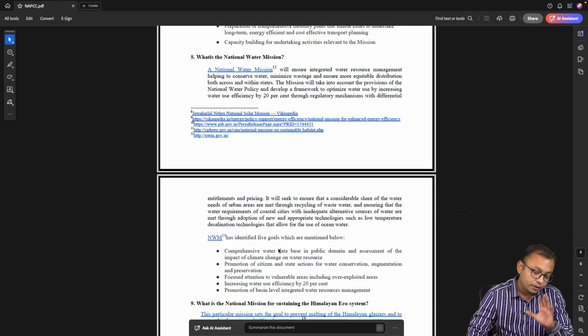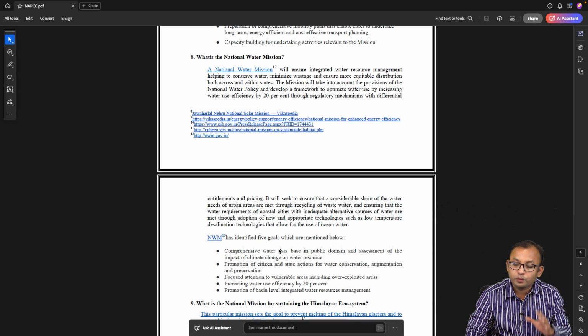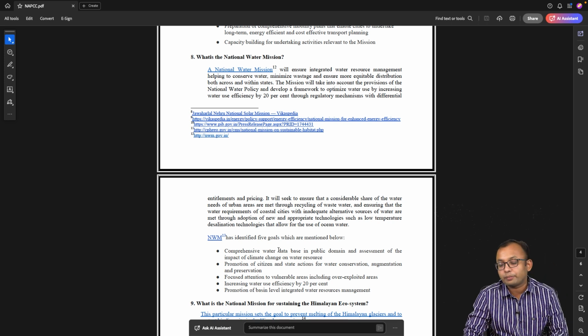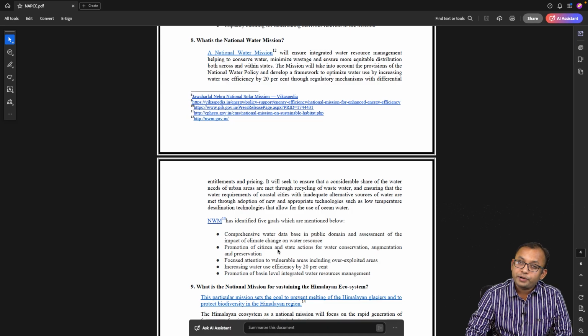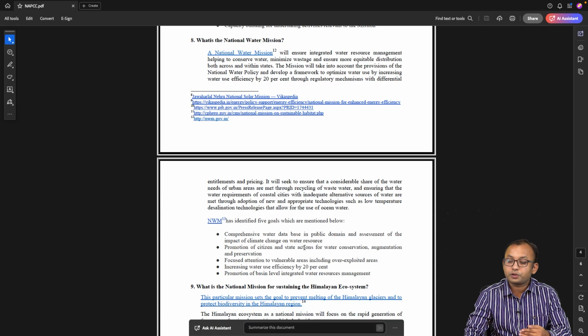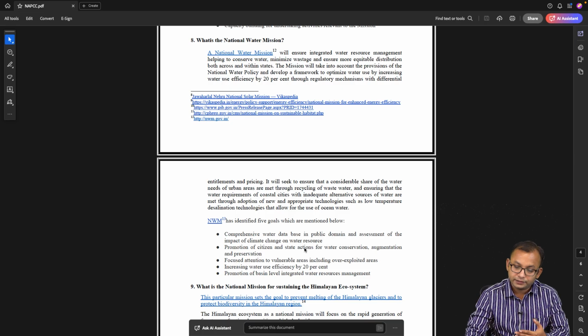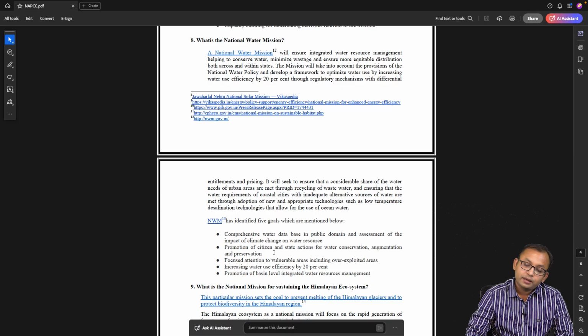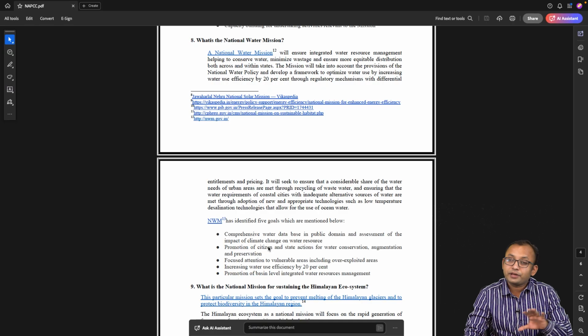So, this National Water Mission has identified 5 goals, which are also summarized above. A comprehensive water database in the public domain is a primary goal of the National Water Mission, along with assessment of the impact of climate change on water resources. We should have impact based studies or impact assessment of climate change on water resources.